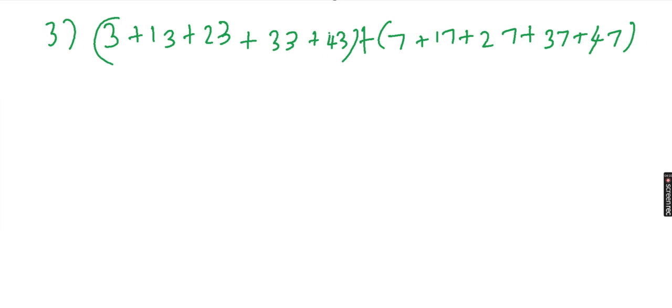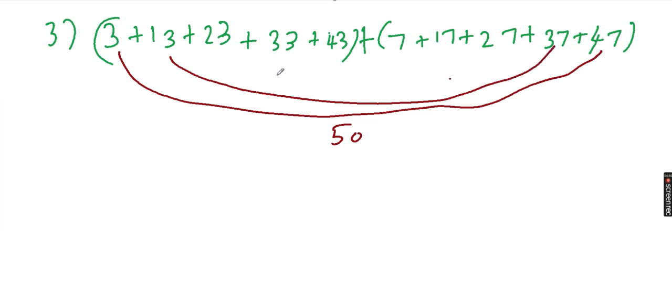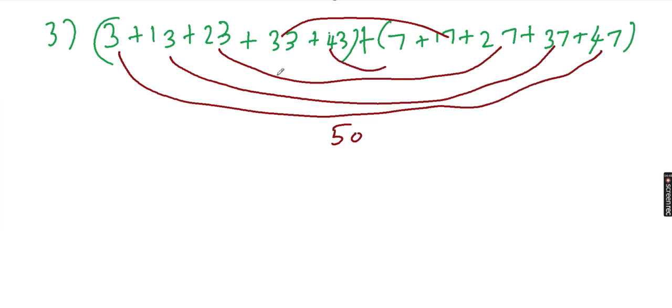Now let's see how to solve this problem. So when we look into the problem, as I've told you already, we need to see whether we can group any numbers, right? So you can see here, whenever I add 3 and 47, my answer is going to be 50, correct? And when I add 13 and 37, the answer is again another 50. 23 plus 27, another 50. 33 plus 17 is another 50. 43 plus 7 is another 50.